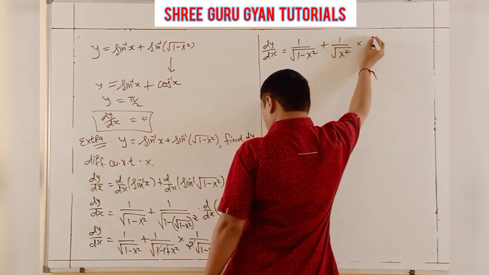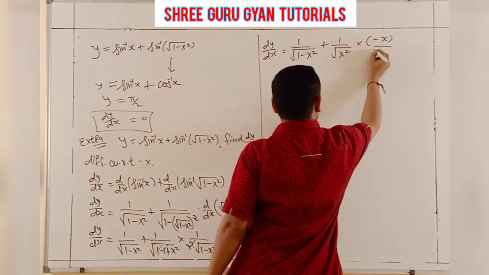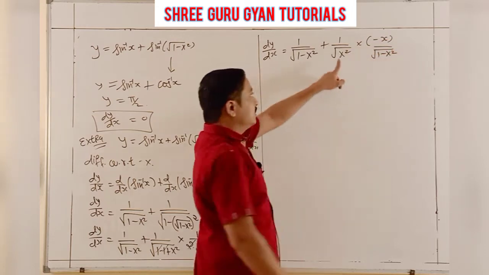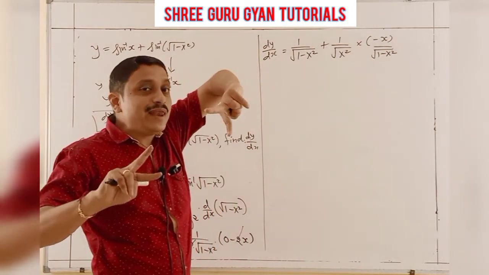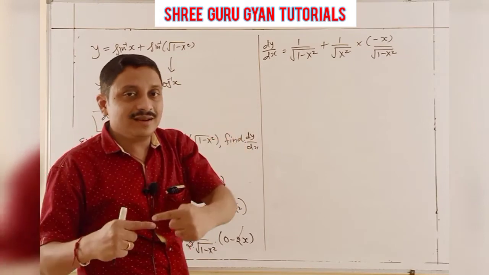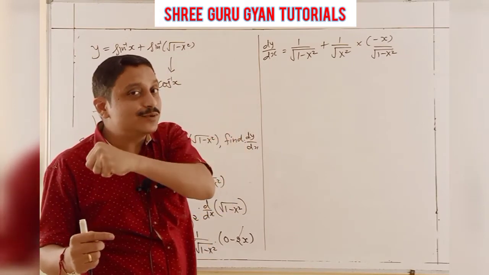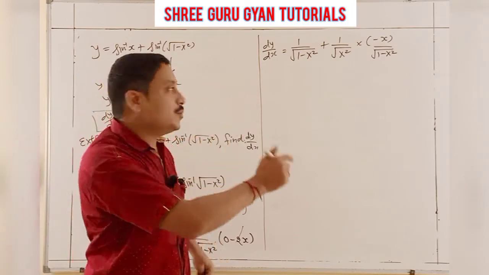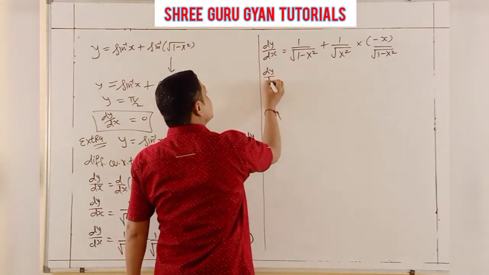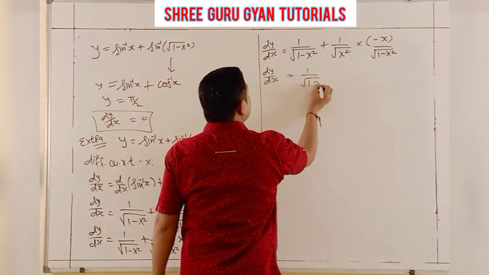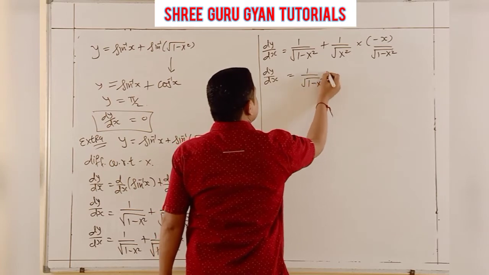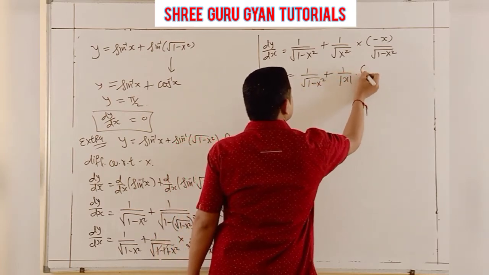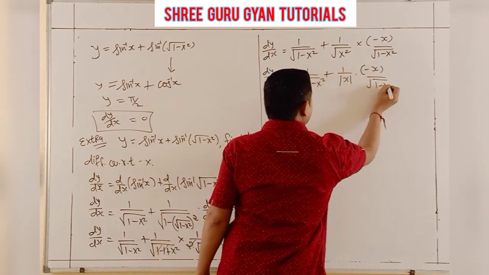And into minus x by under root 1 minus x square. Students, here what is the value of under root x square? Yes, it may be positive, may be negative. That's why I have written here that it is modulus. Yes, students, that is the main difference for condition-wise separation.